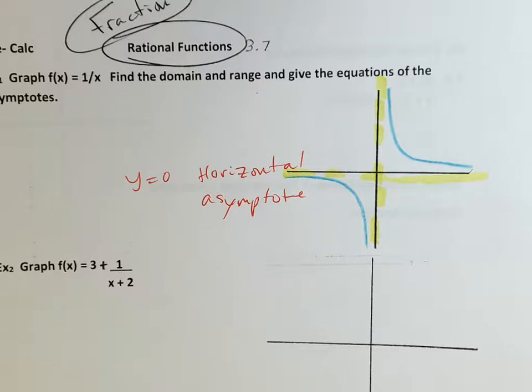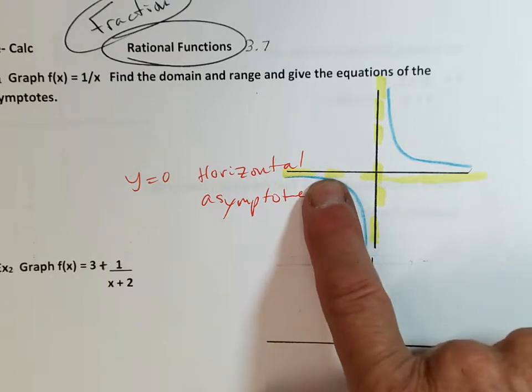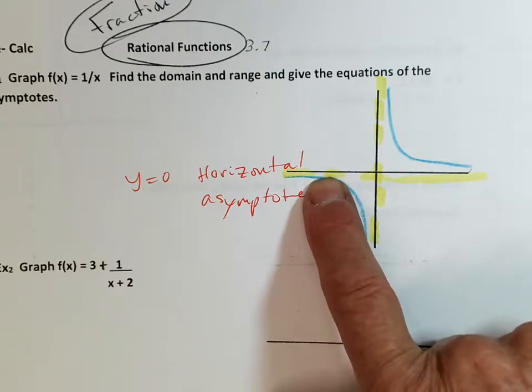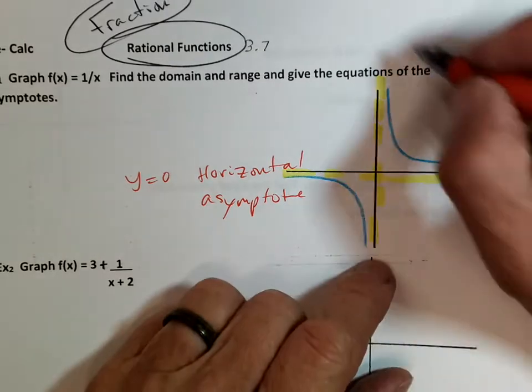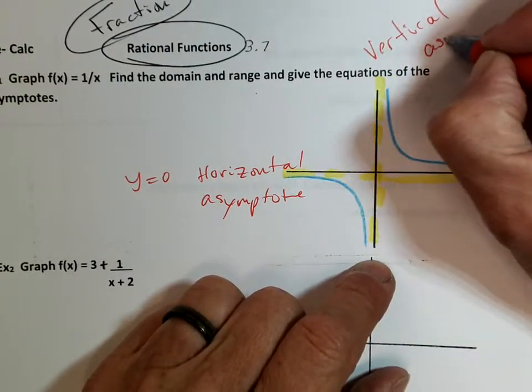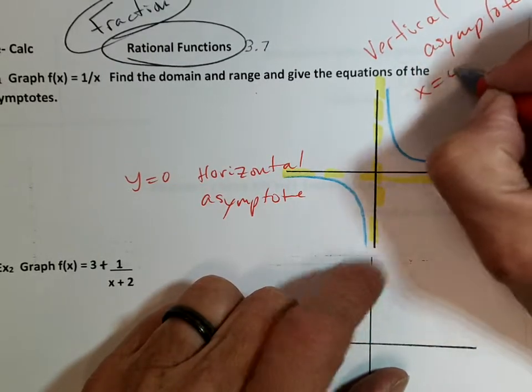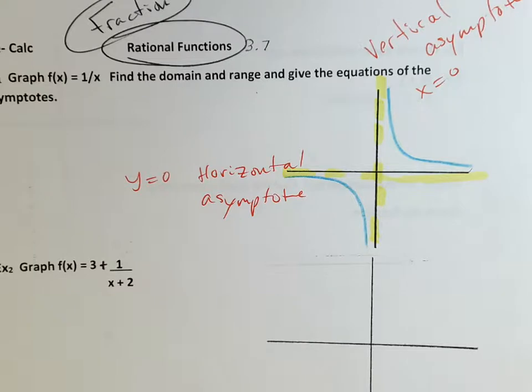Because you can't divide by 0, you can't get an answer of 0, because the y value is your answer. So you can't divide by 0, nor can you get an answer of 0. And you've got a vertical asymptote, and your vertical asymptote is at x equals 0. Because x can't be equal to 0, that's why you have an asymptote. We know that, right? Cannot do it.